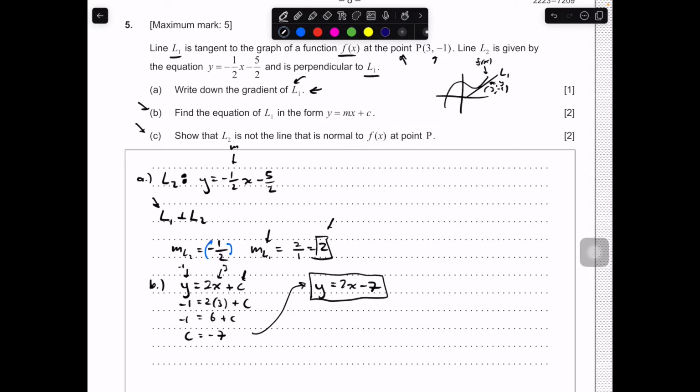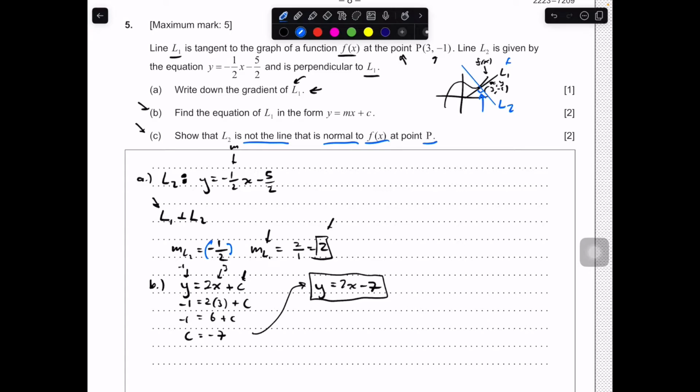Show that L2 is not the line that is normal to f of x at point P. So here's L1 right here. And if these lines are perpendicular, that means they would intersect at a right angle. And we're also saying that this line, L2, is at this point. Or actually, we're saying it's not the line that is normal to f of x.